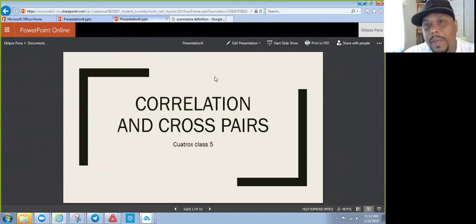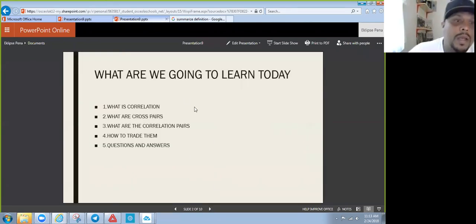Correlation means two pairs that actually go opposite of each other or go with each other. Those are called positive and negative correlation pairs. Let's just jump right in. What we're going to be learning today is, number one, what is a correlation. Number two, what are cross pairs. Number three, what are the correlation pairs. Number four, how to trade them. And number five is going to be our lab questions and answers.